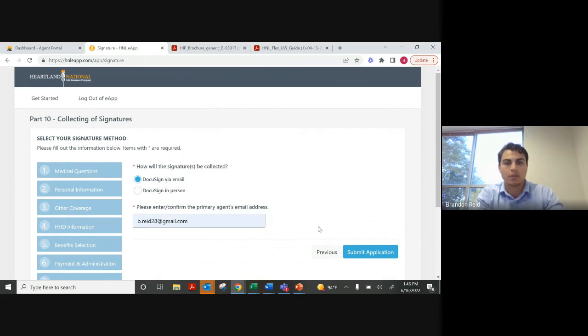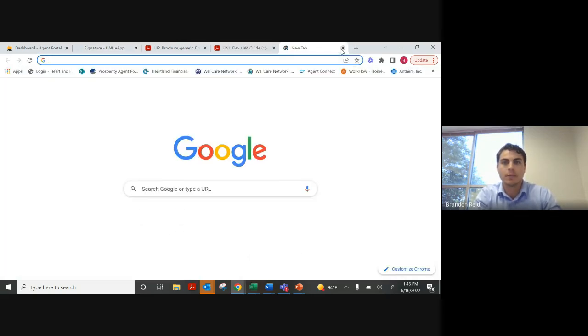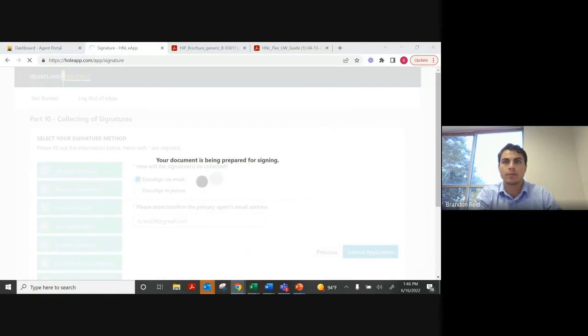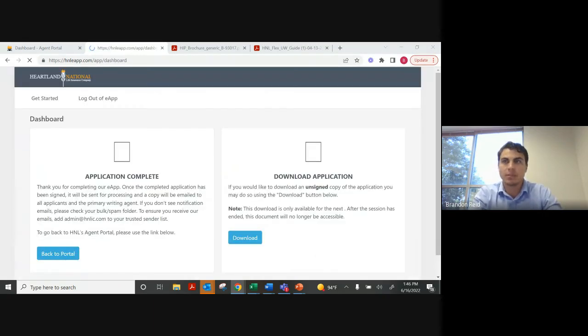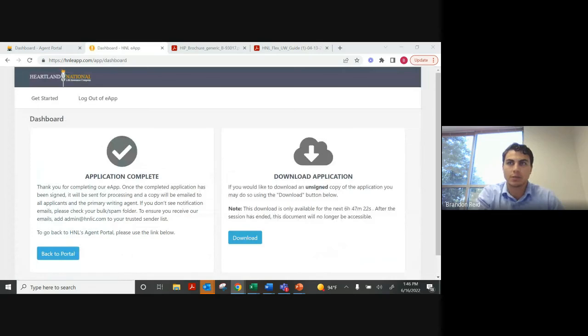We'll go ahead and use email here and enter the agent's email address, not the client's here. That way, when you get it signed, we get a copy of the app delivered to you with the signatures. You get a confirmation email. So at this point, we'll jump into my Gmail account and walk through the signature process, which is very easy. You'll receive an email from Heartland National, H&L administrators.